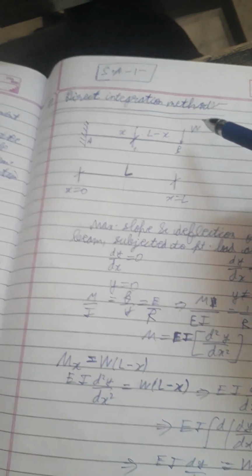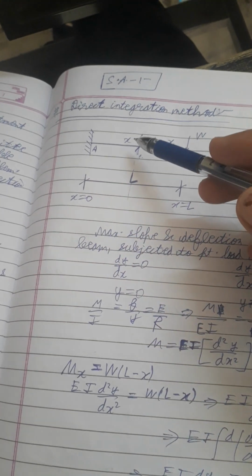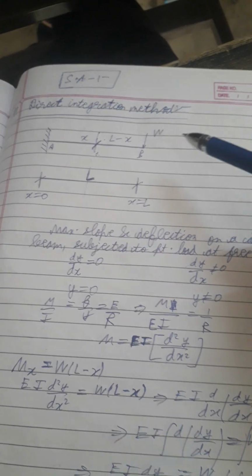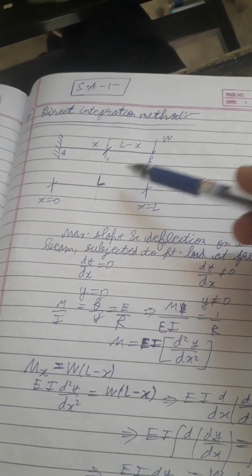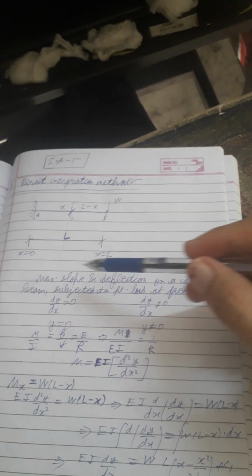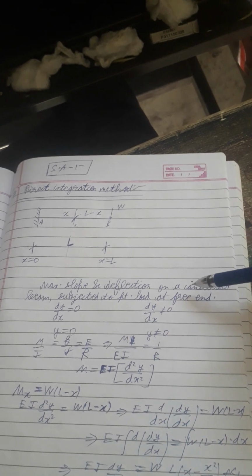Of SA-1. Here is the direct integration method. This is A, this is small x, this is L minus small x, this is W, x is equal to 0, this is L, this is x is equal to L. Maximum slope and deflection on a cantilever beam subjected to point load at the free end.